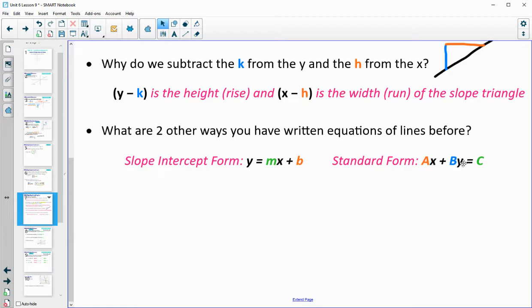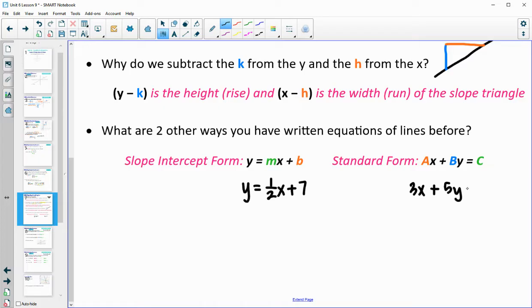And then standard form is when we have the x and y on the same side of the equal sign, equal to just a constant number. So if I did a couple examples of this, this would be like y equals 1/2 x plus 7. And this could be like 3x plus 5y equals 10.